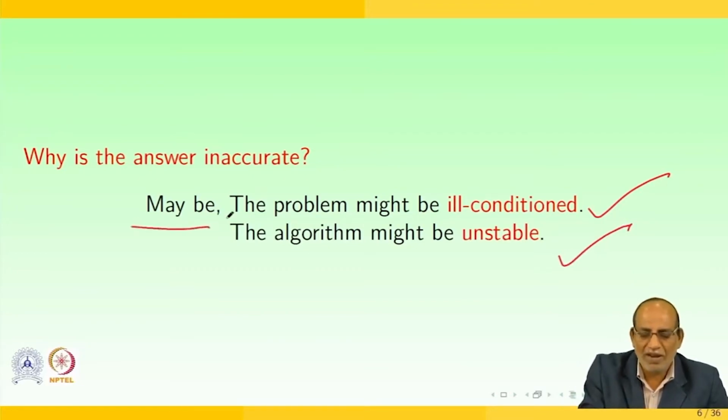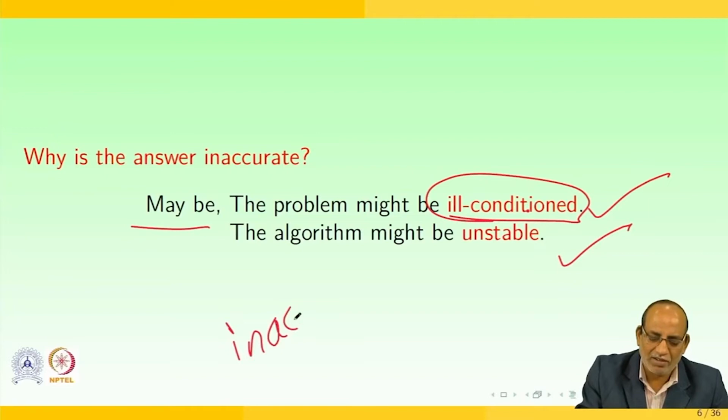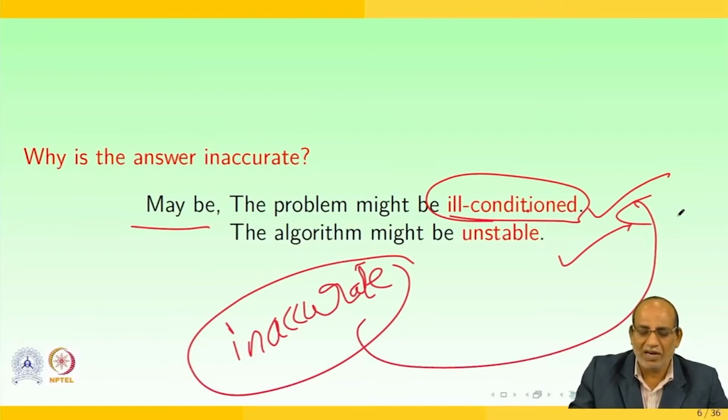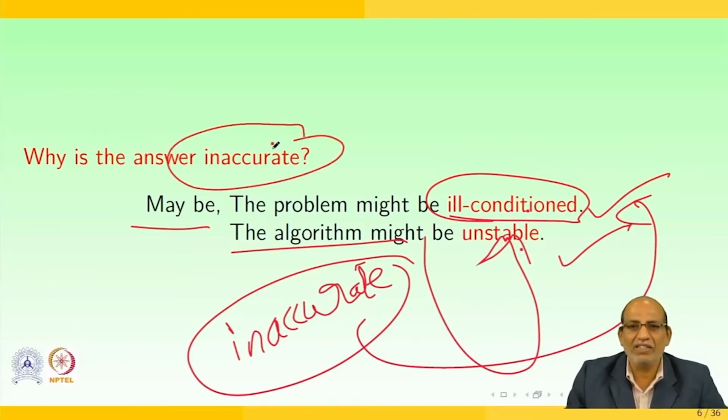Maybe the problem might be ill conditioned, right? Whenever you are getting an inaccurate solution, the problem may be ill conditioned or the algorithm might be unstable. So either way we can define it. In either case you do get an inaccurate solution. Therefore we wanted to have a well conditioned system.